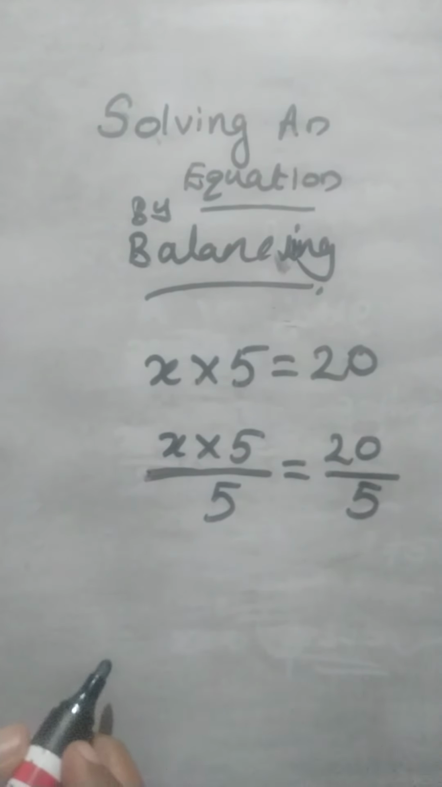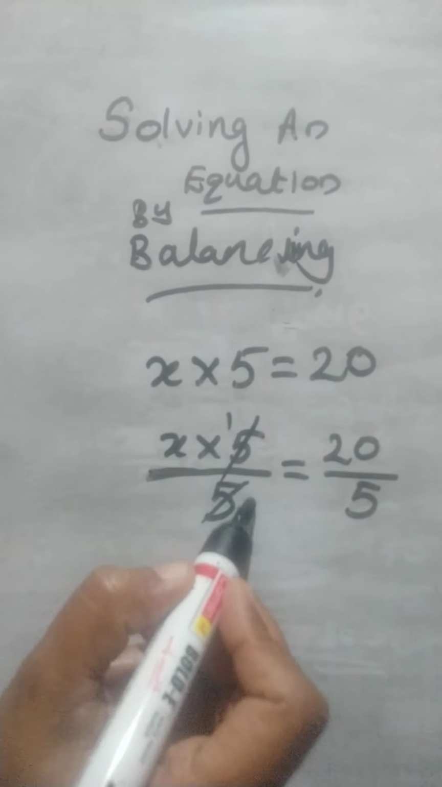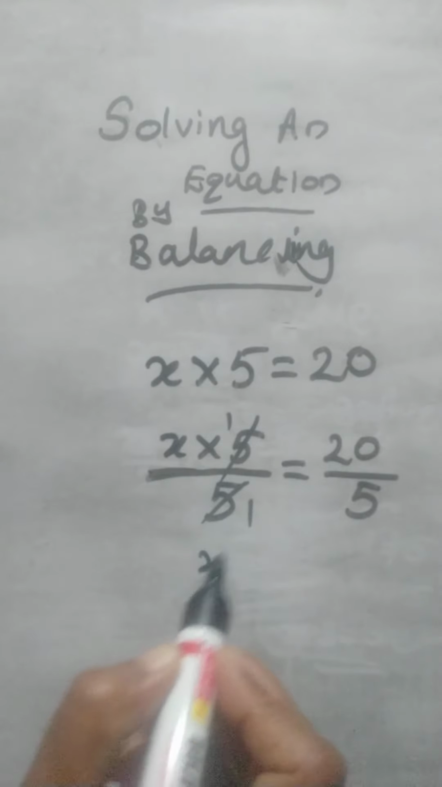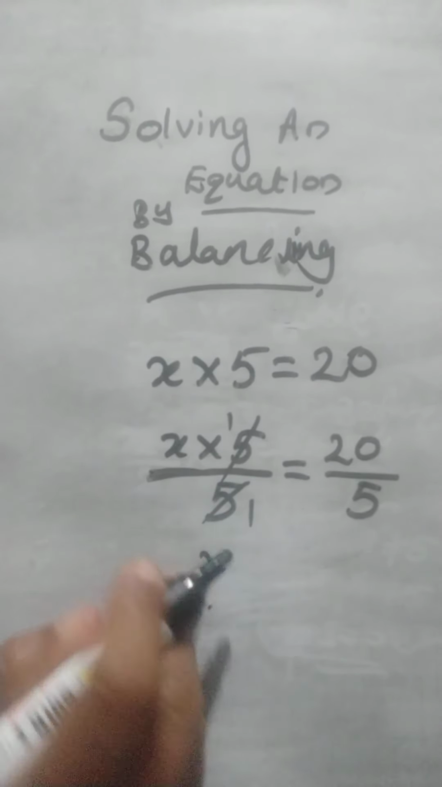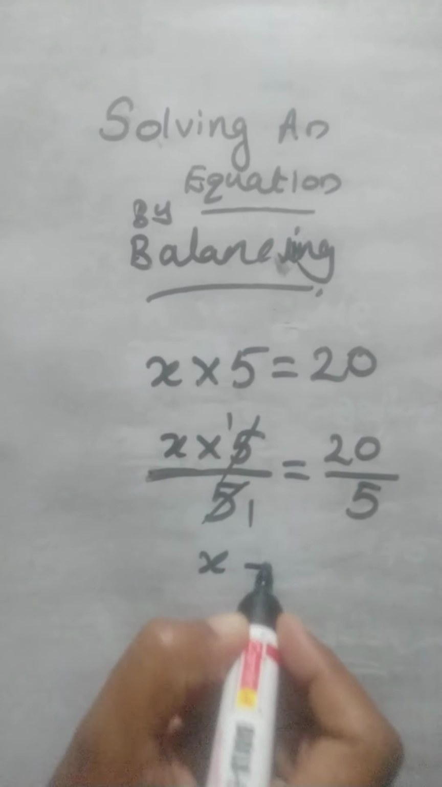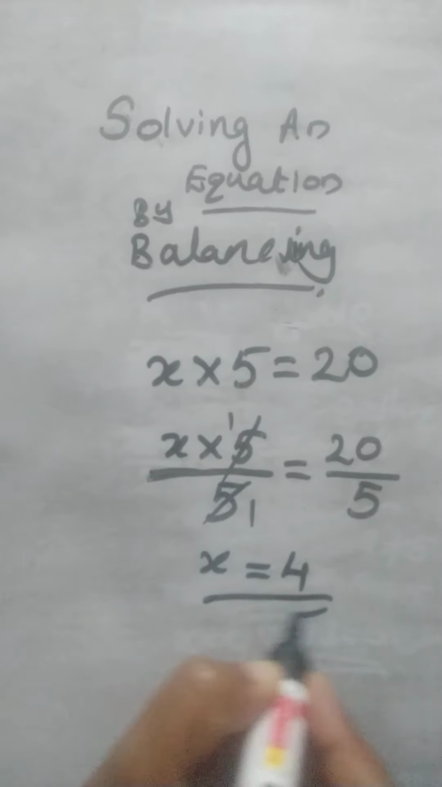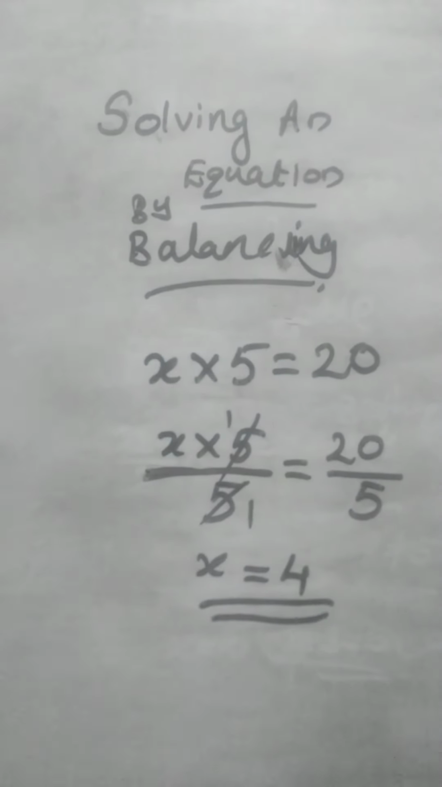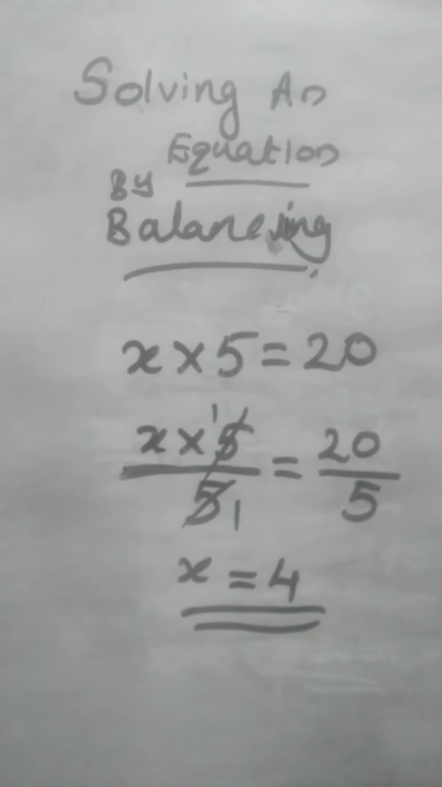Clear? So this 5 and this 5 cancel. Here also 1, here also 1. x times 1 is x itself, divided by 1. x divided by 1 is x itself. So 20 divided by 5 is 4. The answer is x equal to 4. This is the value of the variable x.